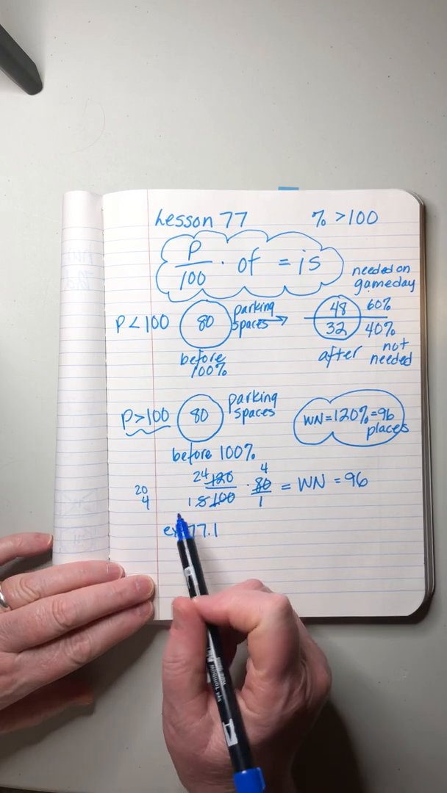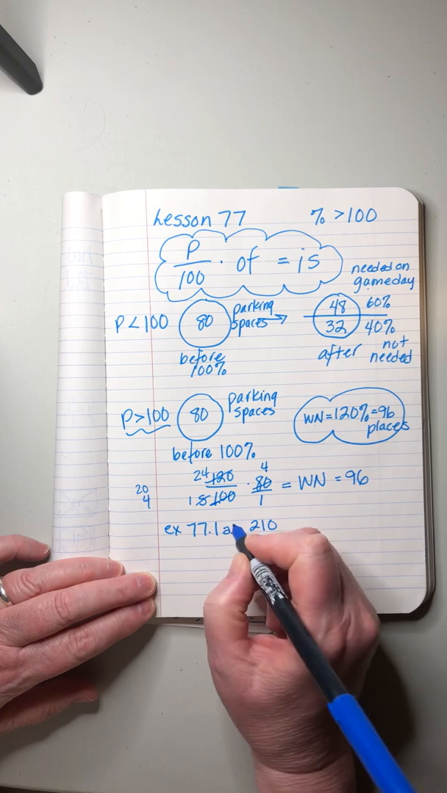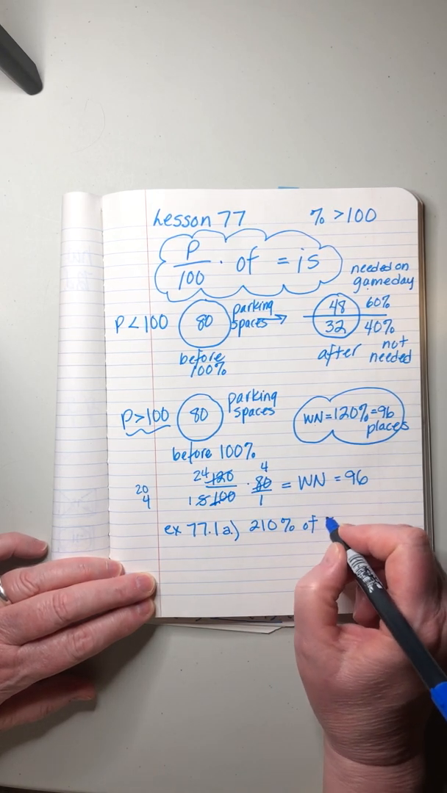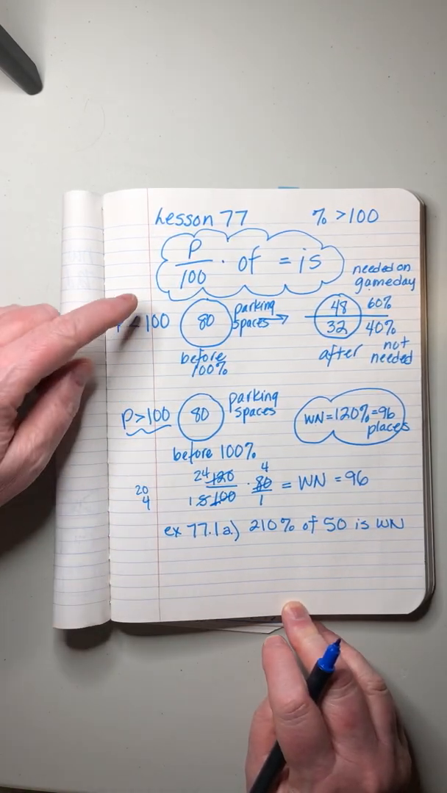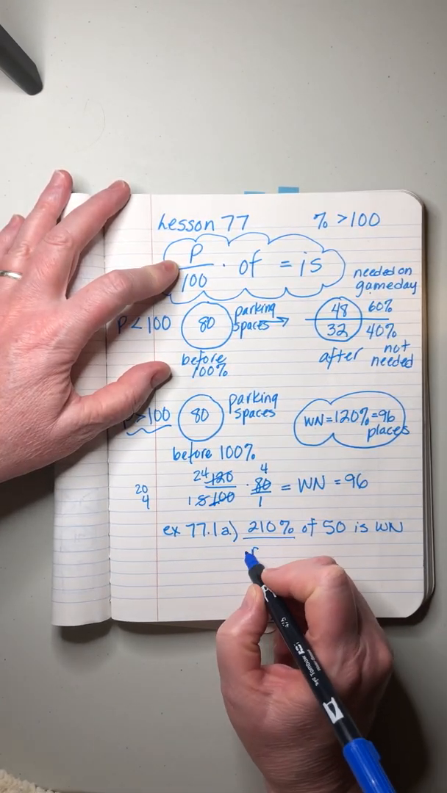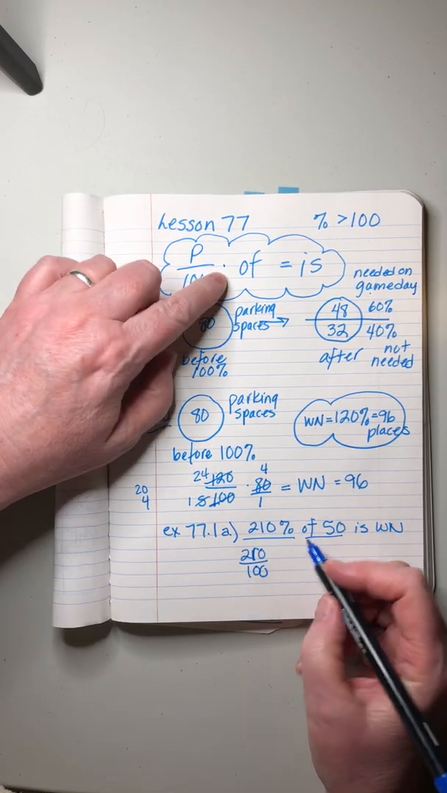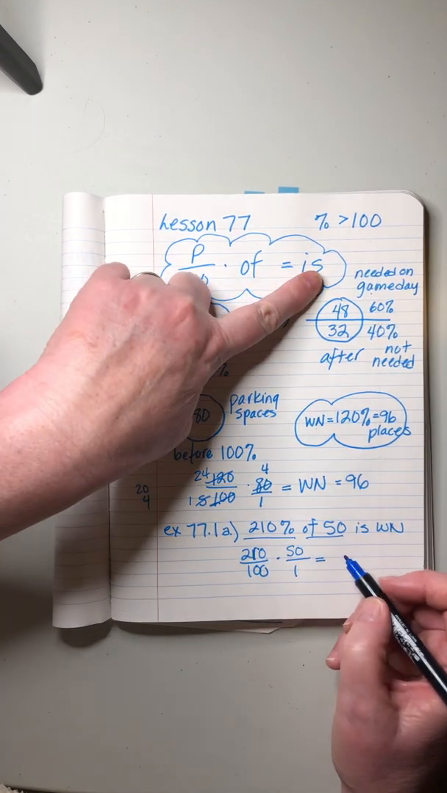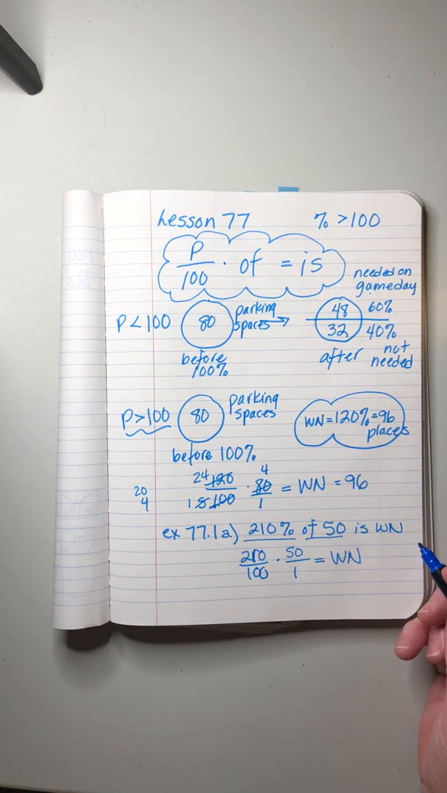Okay, here's part A. It's an A, B, and C. A. 210% of 50 is what number? Look at how easily this fits into the formula. There's the P over 100. I can write 210 over 100. There's the "of" number times 50, I'll put it over 1, is on the other side, and what number I'll put in as my variable. It's so simple, I love it.